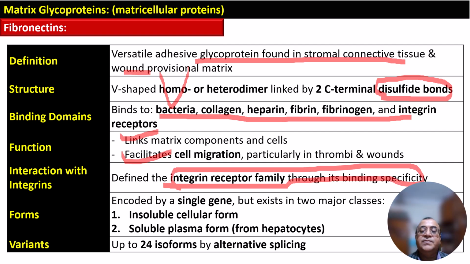It forms an insoluble cellular form and a soluble plasma form. There are two types of this fibronectin, plasma and tissue type. And there are about 24 isoforms that are produced by alternative splicing. A point to remember is that both of these, the insoluble and soluble types of the fibronectin, are encoded by a single gene.